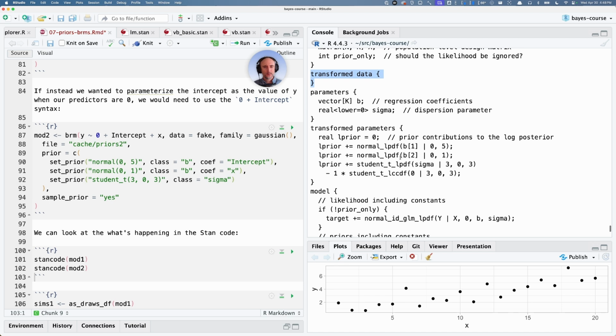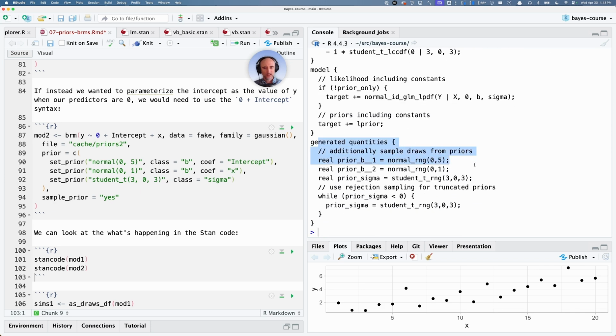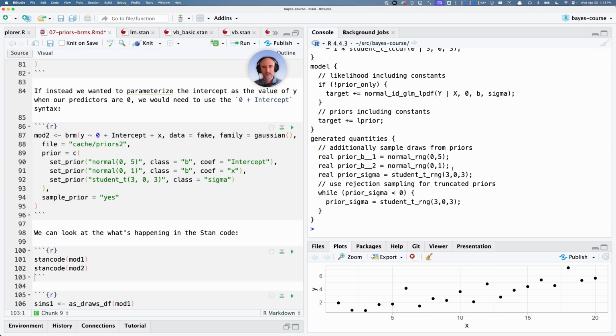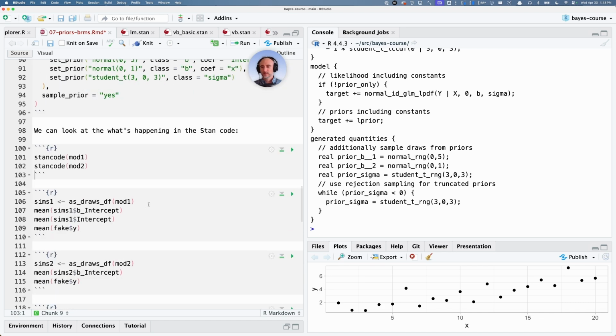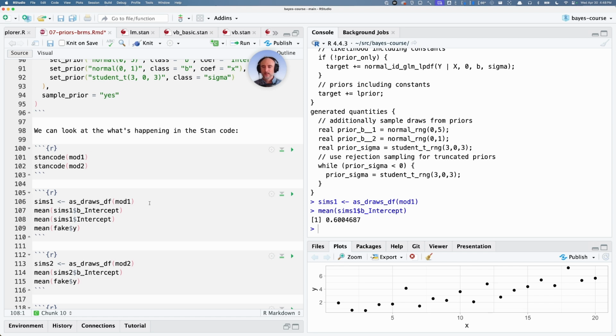Our intercept is just part of the vector of B coefficients, and there's no generated quantities block that rescales the intercept for the output. So let's look at what that gives us. I can take the posterior of all the parameters with as_draws_df. That's doing the same thing as as.data.frame.